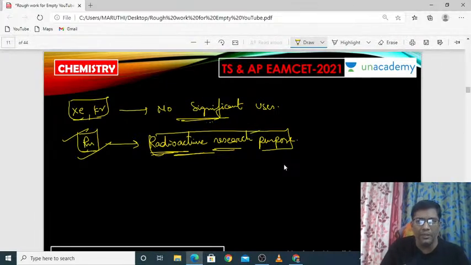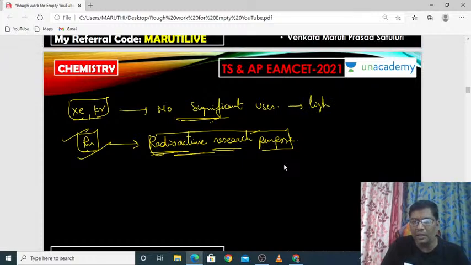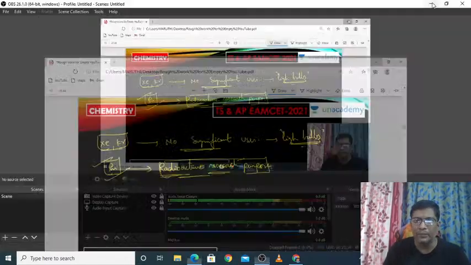But even though, they are used in filling of light bulbs. They are used to fill light bulbs. Okay, for different purposes, we are using this light bulb. That's all. See here.